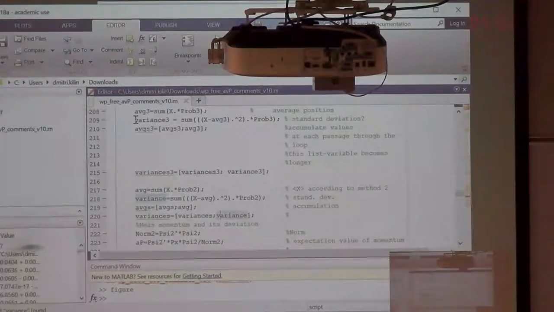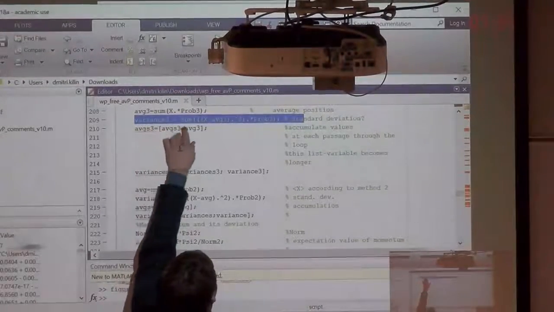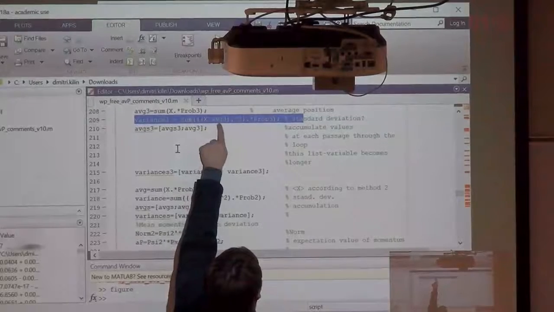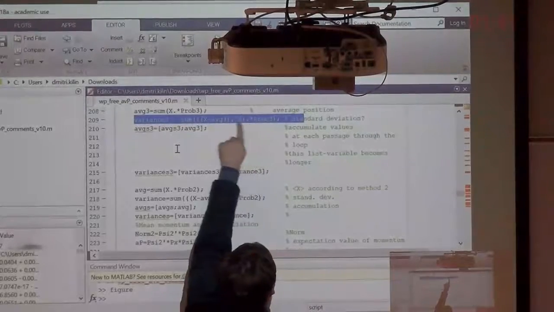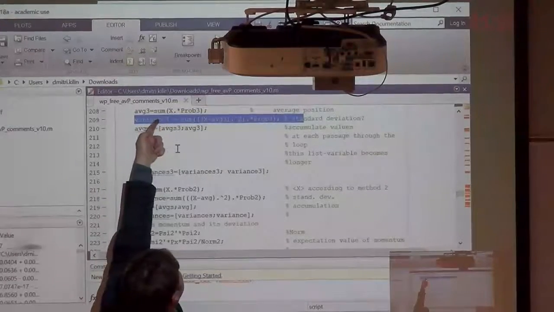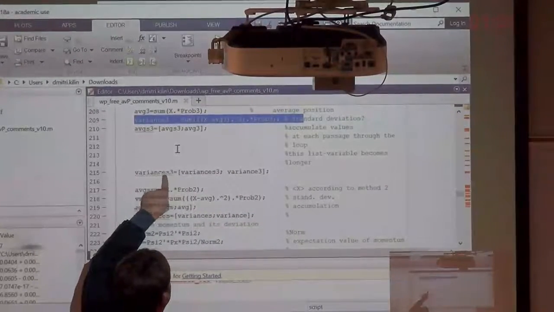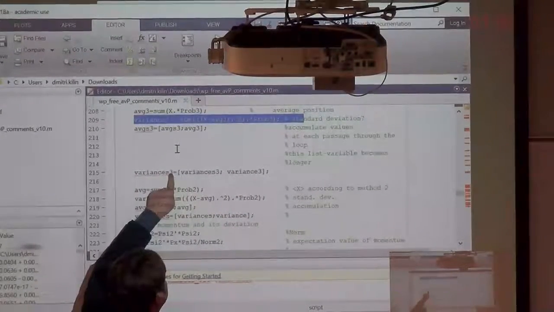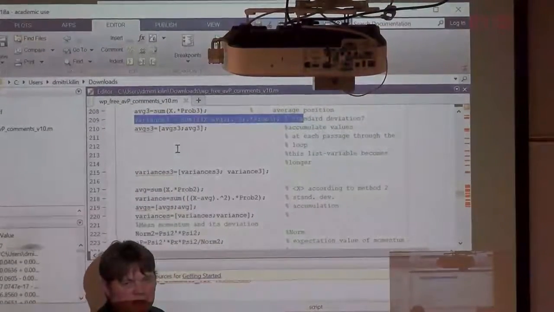So I invite you to look at lines 209 and 215. You see it is average position minus position squared, and then taken the expectation value. So it is uncertainty of position by method 3, and then this instantaneous value is accumulated into the variable variance 3. So likely we are interested to plot this variance 3.